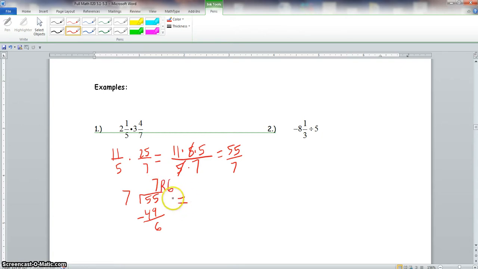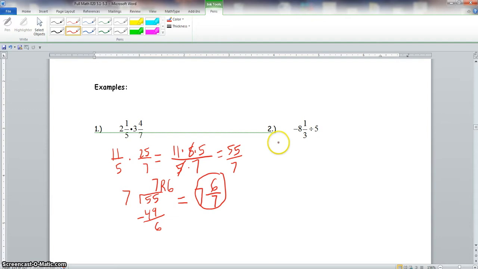Now, when we write our final answer, the first thing, all of the numbers that are in front of the remainder, that is the integer that you have. Now, your denominator stays the same, which is 7. Your numerator is all of the digits you have behind the remainder, which happens to be 6 here. So your final answer is 7 6/7.